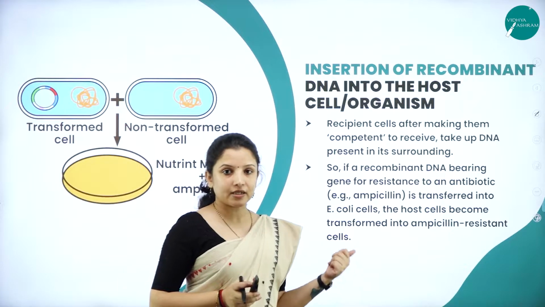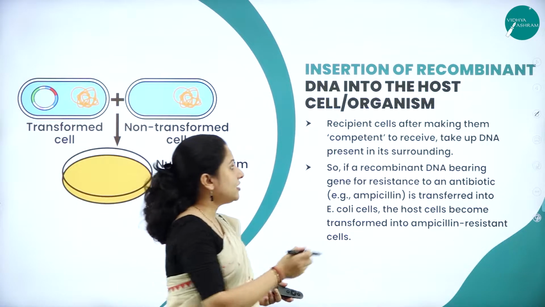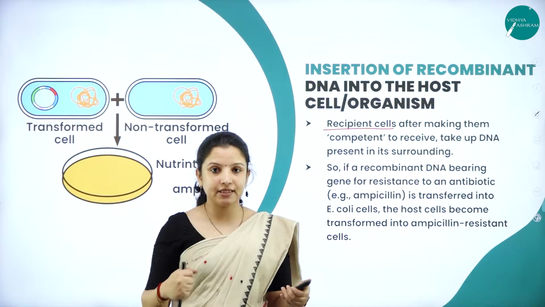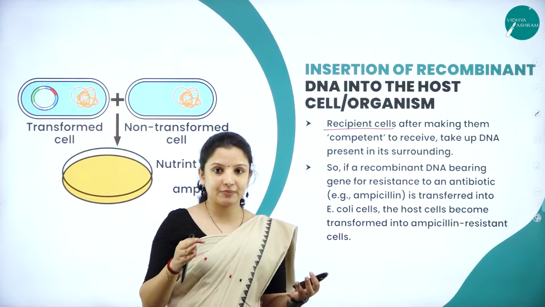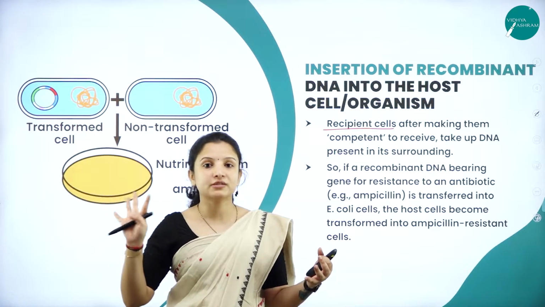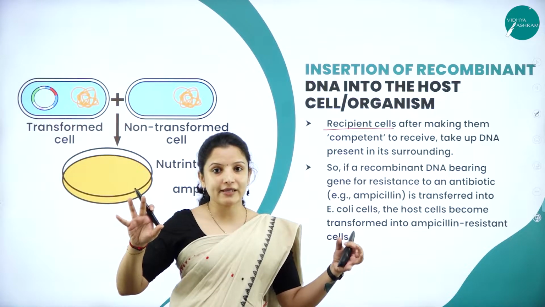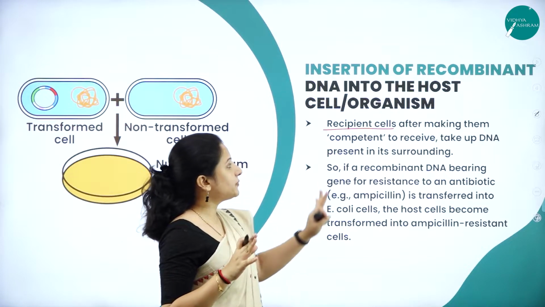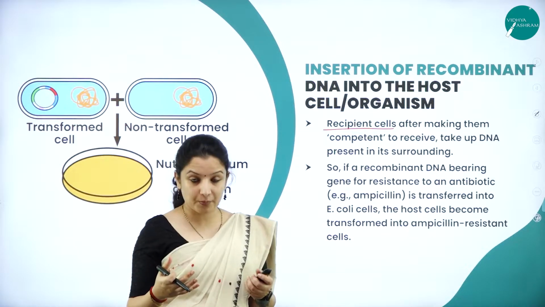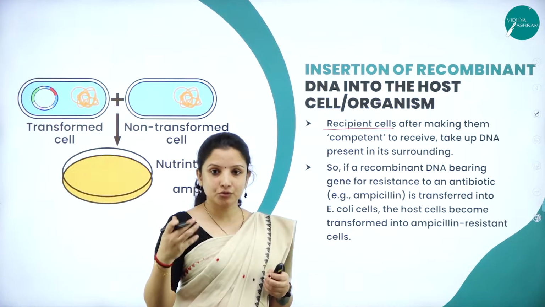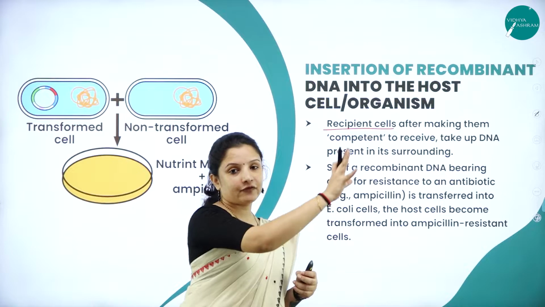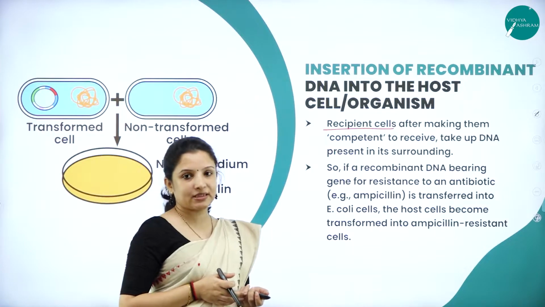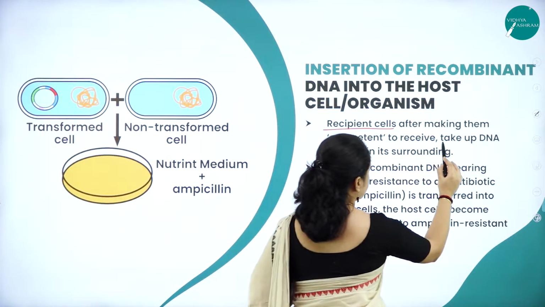So what is done here? For that, we need a recipient cell, right? Recipient means something which receives. So which is the recipient here? The host is the recipient, because the host organism is receiving the DNA from another organism. Therefore the recipient cells, we have to make them competent, or make them suitable, to receive the DNA from another organism.